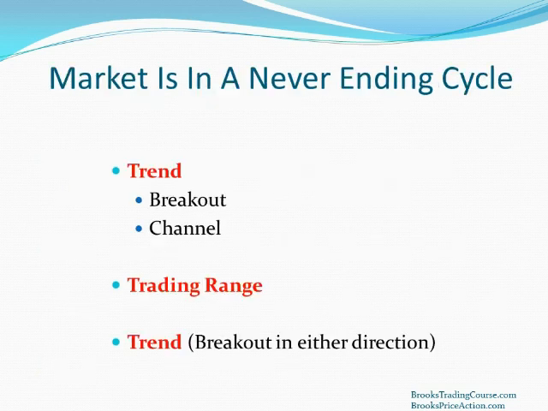I'm simple when it comes to how I view markets. They're either trending or they're in a trading range. A trend begins with a breakout. As soon as the market starts to have pullbacks, the breakout is replaced by a channel, and then the channel is followed by a correction, and that results in a trading range. And then eventually you get another trend. You get a breakout in either direction.